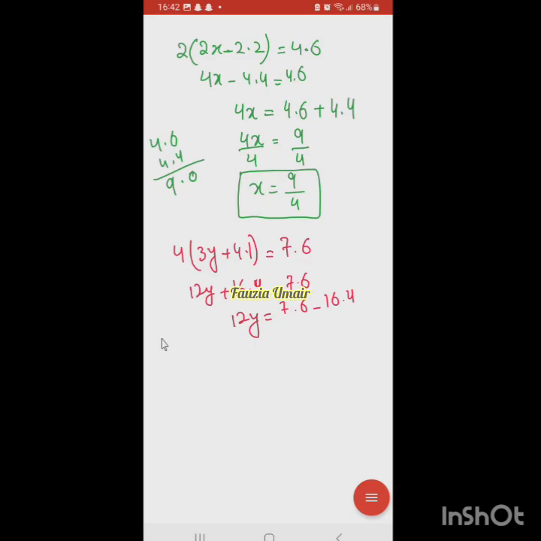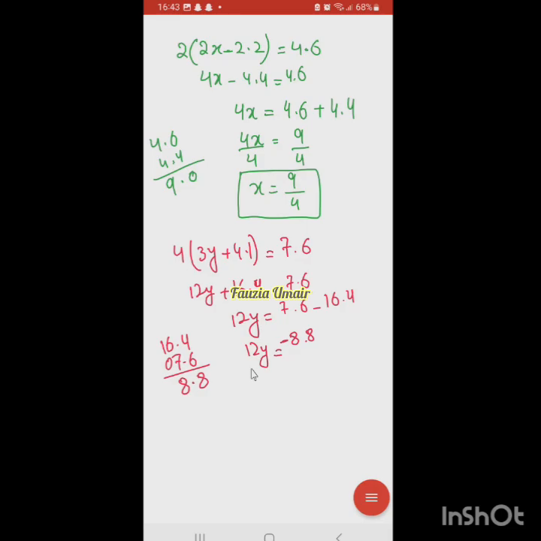So now we need to subtract. We will write down 16.4 and put the decimal under the decimal, right? So now the padding of zeros. So this will be 14 minus 6. What is 14 minus 6? 8. And 15 minus 7 is also 8. So 12y is equal to 8.8. And what sign will come? Minus sign, because this is a bigger number.